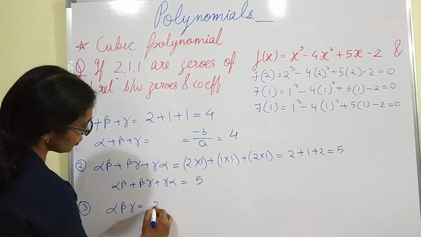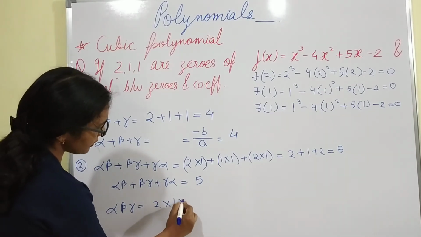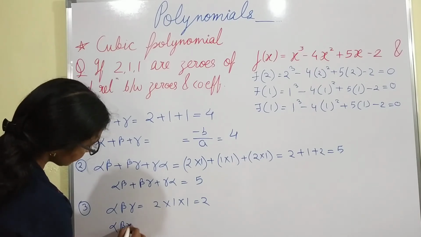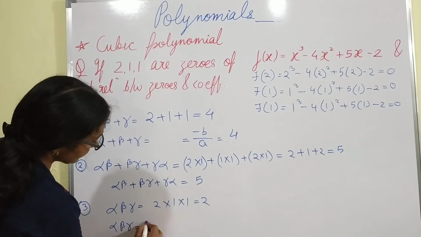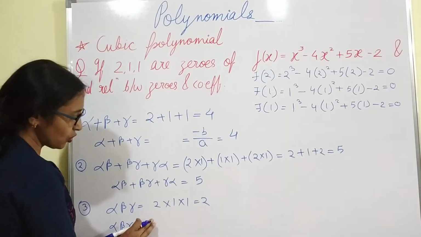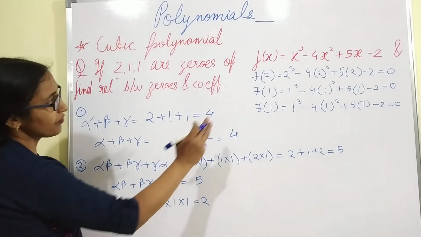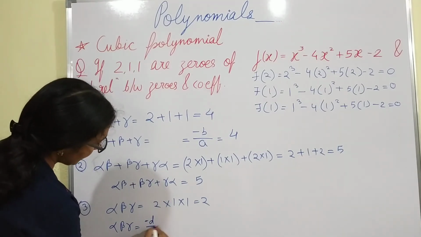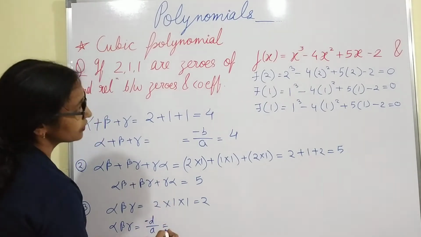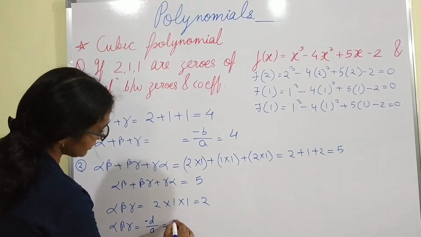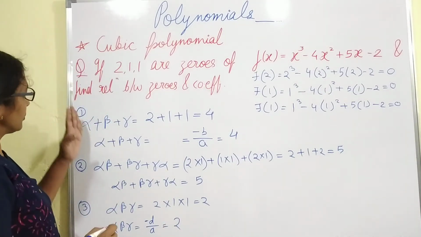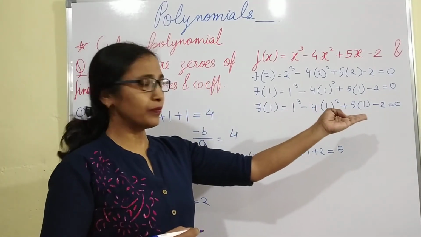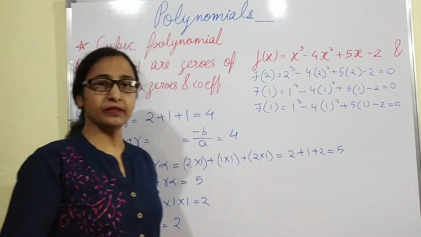Now the third is the product of zeros. The product of zeros is 2 into 1 into 1, that is 2. The relation is minus the constant term upon the coefficient of x cube, that is minus d upon a, which means 2. So these are the zeros and the coefficients, and here I have proved they are zeros.